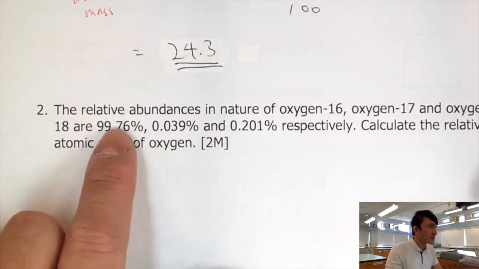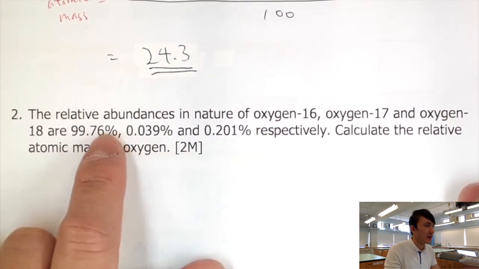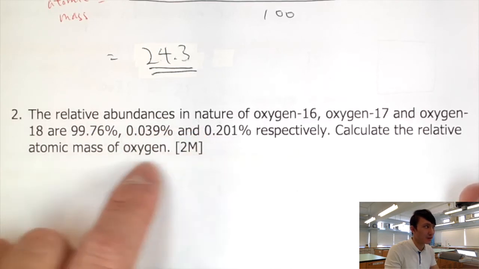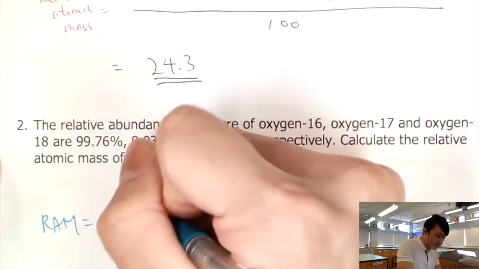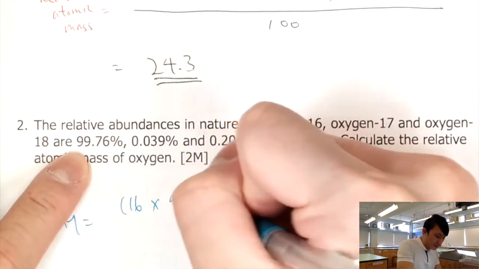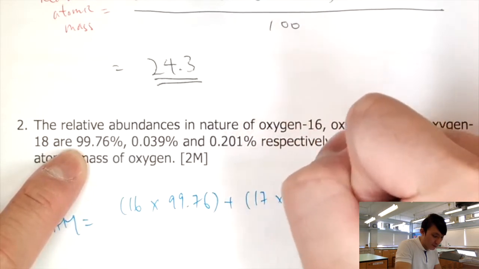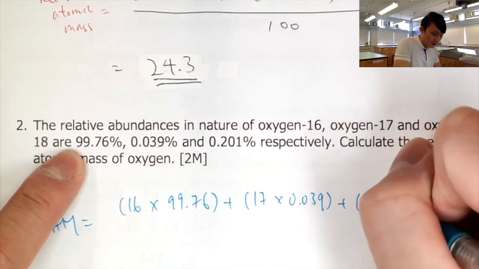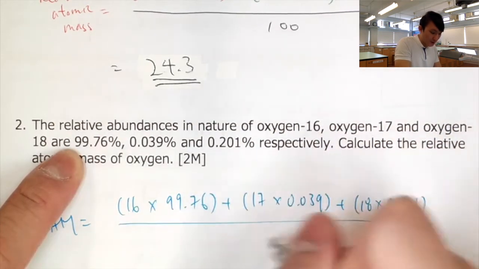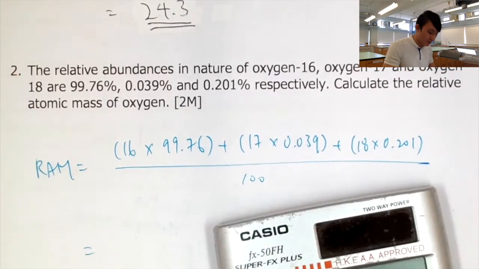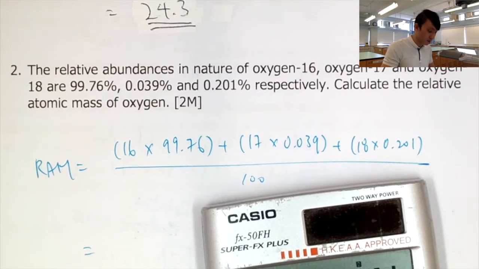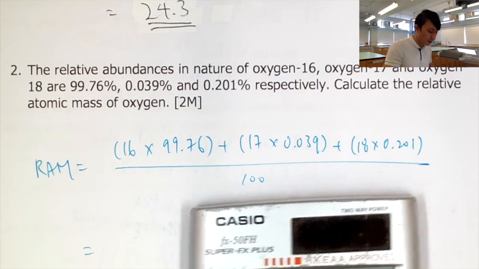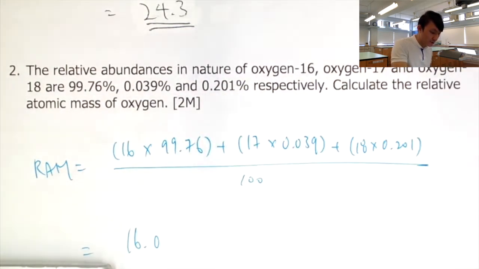For the second question, for oxygen, it has 3 isotopes, and they give you the percentage as well and calculate the relative atomic mass. So it is actually the same as this one. So relative atomic mass equals 16 multiplied by 99.76 plus 17 multiplied by 0.039 plus 18 multiplied by 0.201 divided by 100. So you tap your calculator. So you got 16.00. Okay?